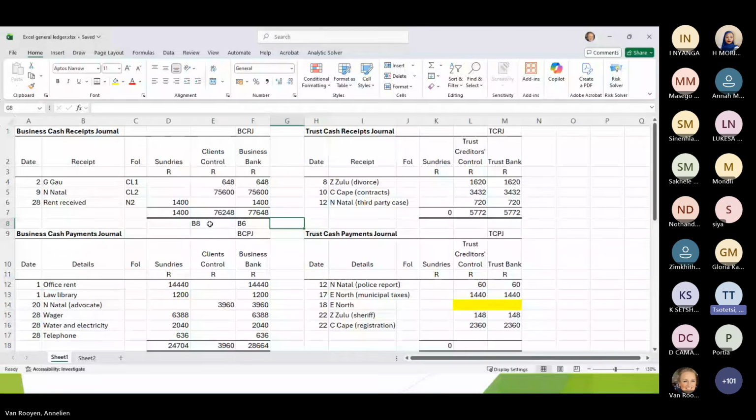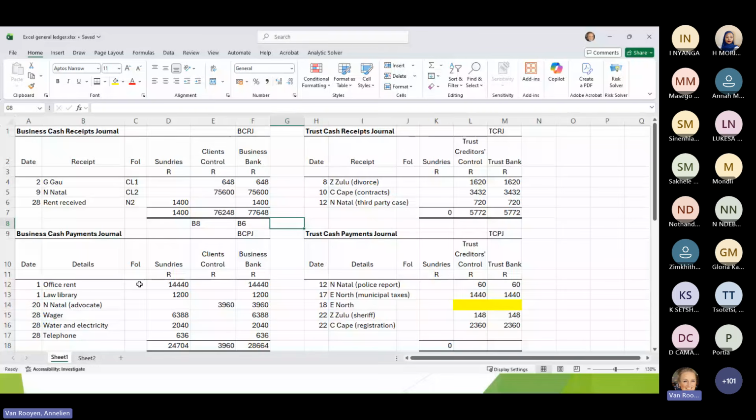Sorry, ma'am. So do we have N1 and N2 and so forth? Yes. And there's no specific rule that this must be 2. This can be a 5 as well. It's just an indication to you so that you can track this transaction and see, okay, I will find it on N2. I will show this to you now when I do the ledgers itself. Let's just go through this first.